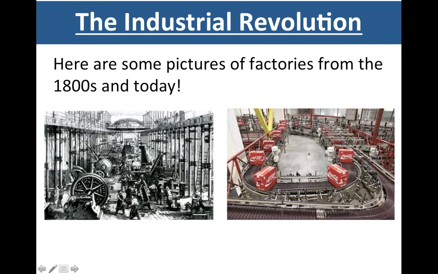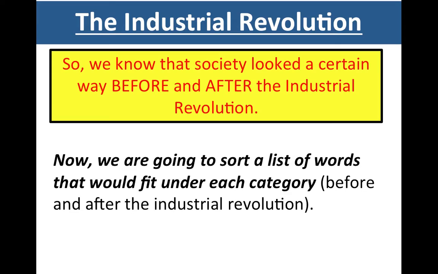This is a picture of a factory that developed in the early 1800s, and this is a modern day Coca-Cola factory. So you can see that the structure, it's a building with a lot of metal, steel, iron. It's probably very loud, and you see products being made. These factories are the result of the Industrial Revolution. So, we know that society looked a certain way before and after the Industrial Revolution.